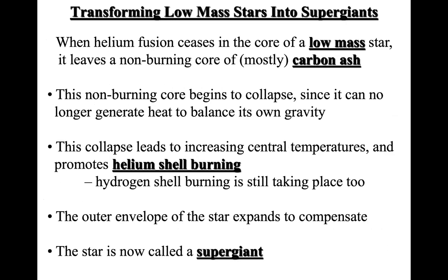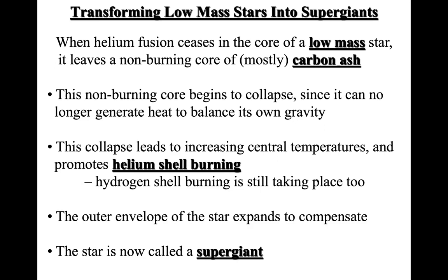Right, so let's see first what happens to these low mass stars, because they cannot produce heavy elements other than carbon. So let's see what happens to these low mass stars after they have carbon in the core, and we will consider the high mass stars separately, because they will go through a different evolutionary process by creating heavier metals, right? Now, when helium fusion ceases in the core of low mass stars, it leaves a non-burning core of carbon ash.